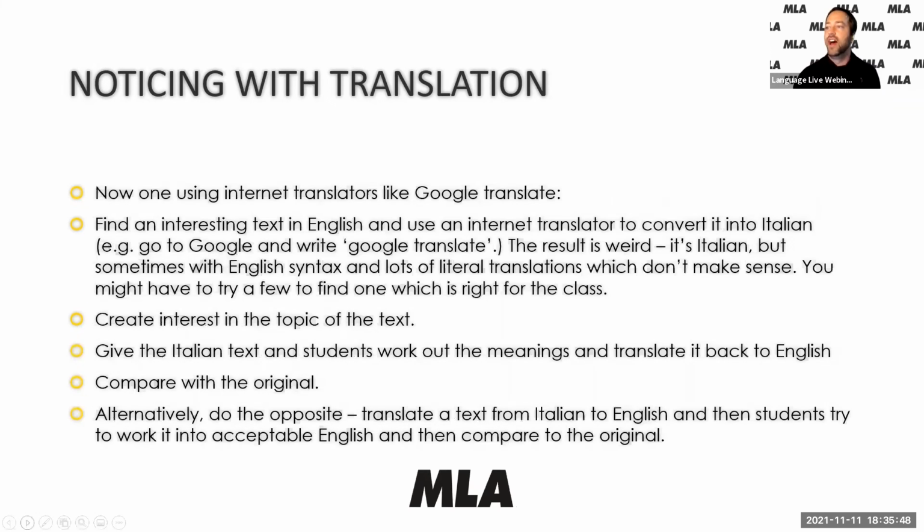Okay, and this one, I'm not entirely sure about because I think Google Translate has got really good these days. But another way to do it is to get the translation from Google Translate. I don't know if you've done this, but when you translate from Italian to English or English to Italian, it gets a bit weird. There are lots of literal translations which don't make sense. And then you try to translate it back into English. So you can do this either way, translating the text from Italian to English or from English to Italian.